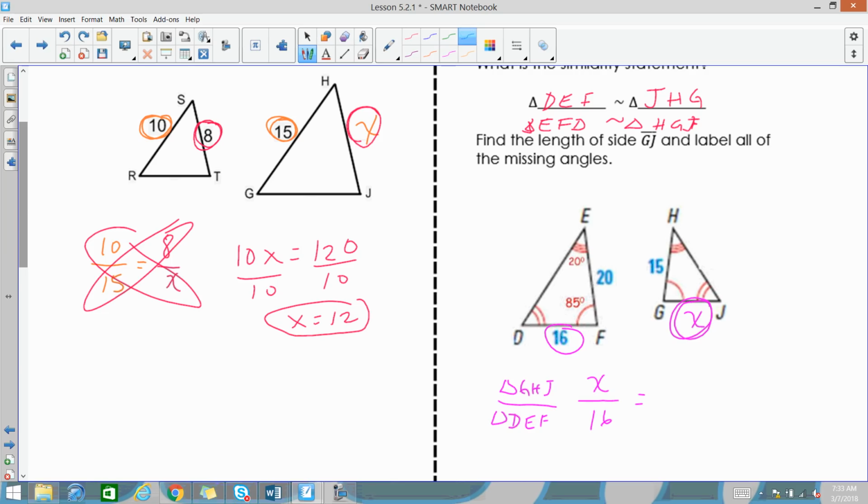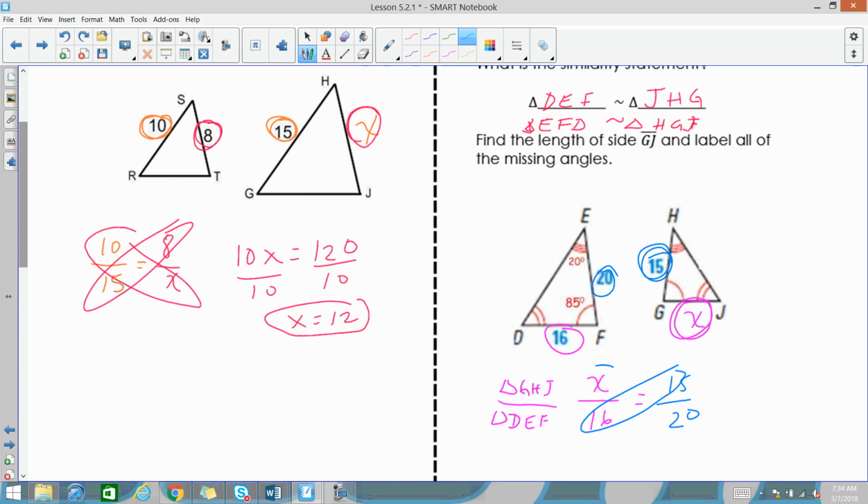So now what I do is I got to say, all right, 15. 15 clearly is going to go to the top because it's on the same triangle as X. What side does 15 correspond with? Well, 15 is between the 1 and the 3, and so is 20. 20 is between the 1 and the 3 arc. So now that we set up our ratio, now we can solve for the value of x.